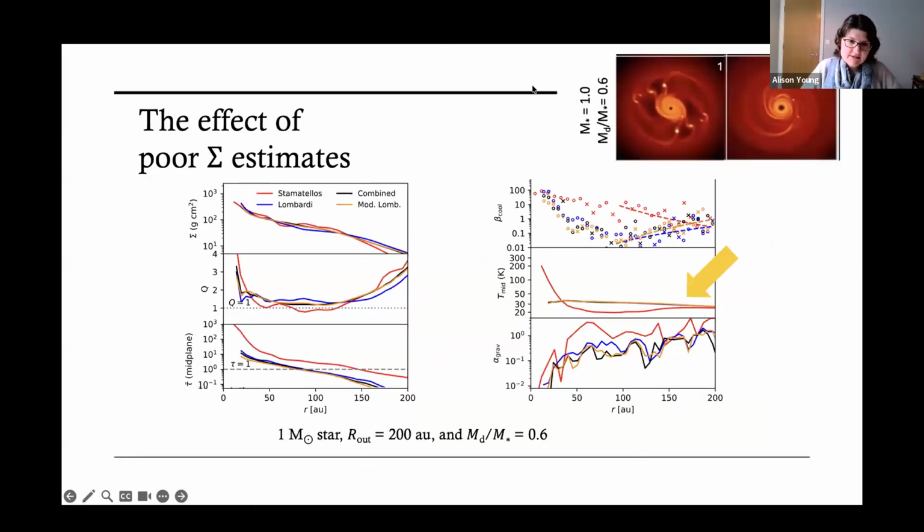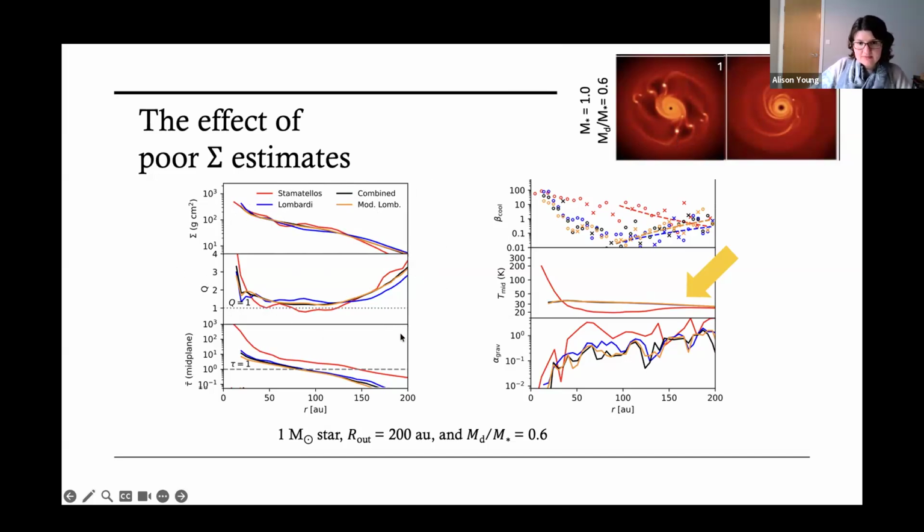And I think the key reason for this is how the temperatures are set in the disk midplane. So here we're going to focus on the red line and the yellow line. We'll just ignore the other two for now. And we can see that in these models, the surface density profile starts off very similar for quite a long time.